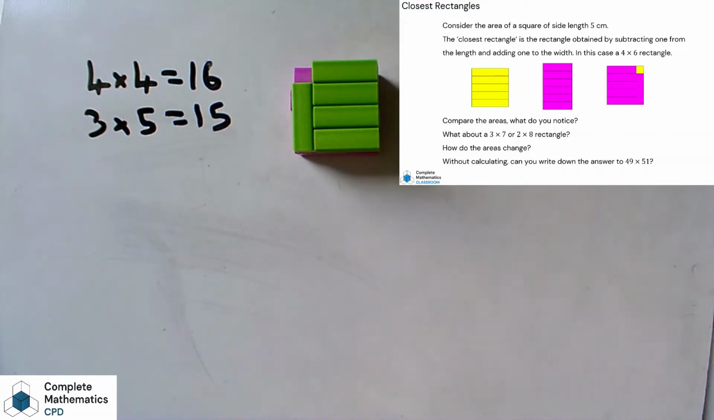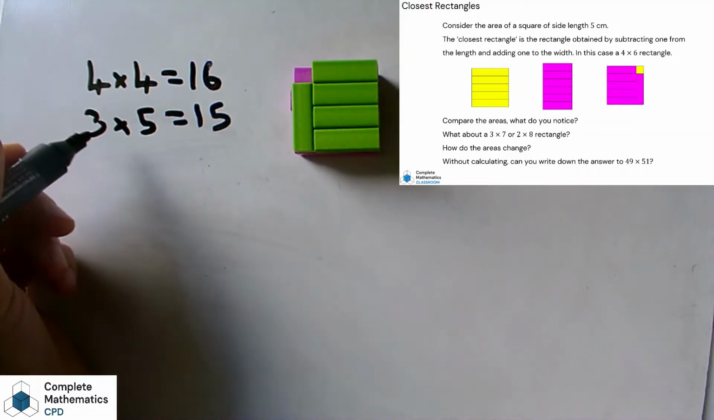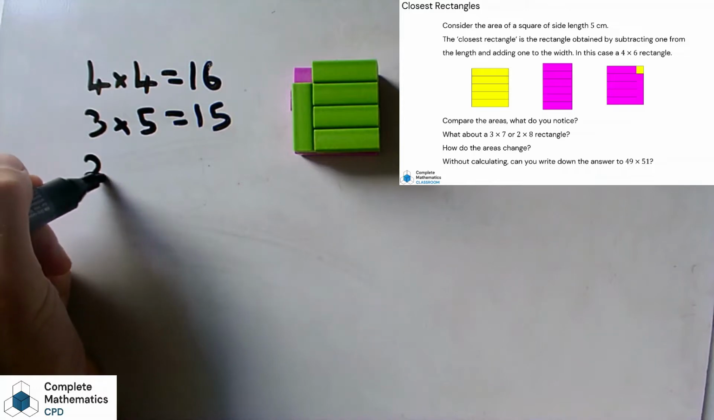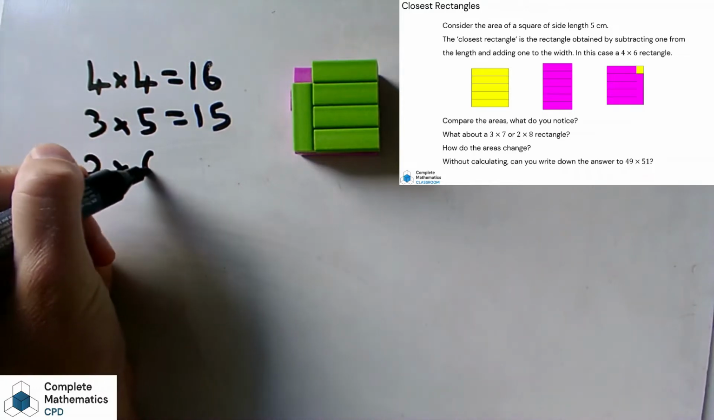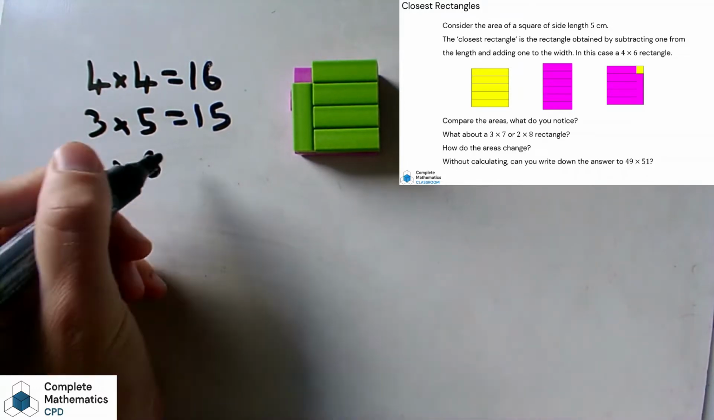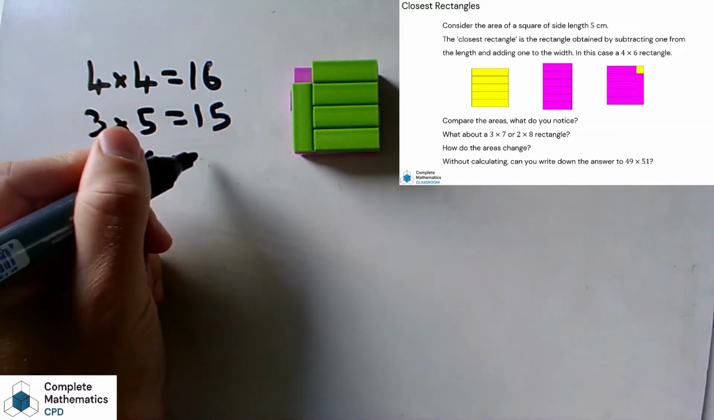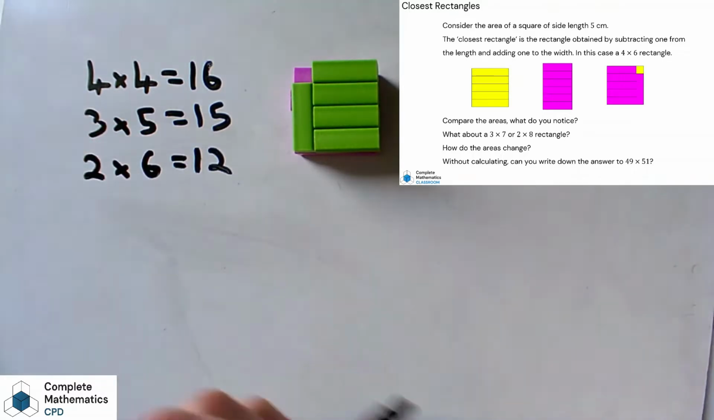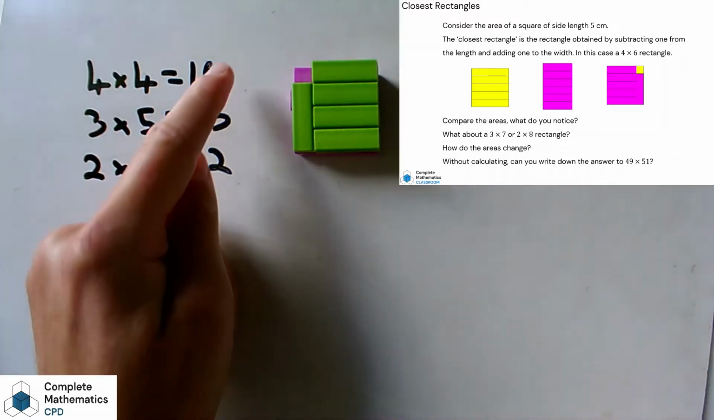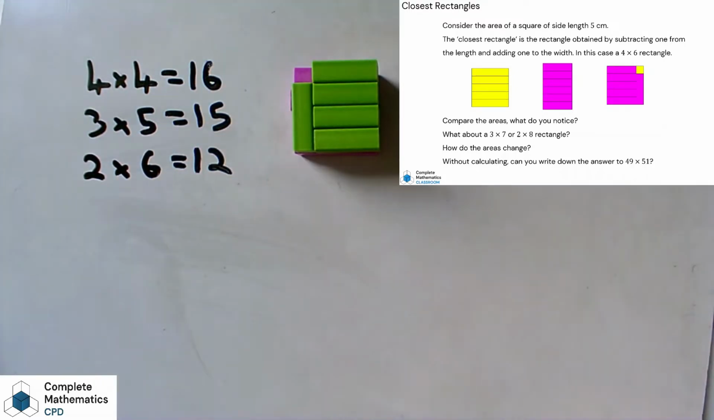Then we can say, okay, what if we take it a little bit further? What if we look at the next closest rectangle? So what I'm essentially meaning is, what if we keep subtracting 1 from the length and adding it to the width? So this would be a 2x6 rectangle, which obviously has an area of 12. And pupils tend to be a little bit disappointed here because they want it to go 16, 15, 14, 13 and so on. And you might have to tell them at this point, don't be disheartened. Maybe if we carry on going, we will spot a pattern.